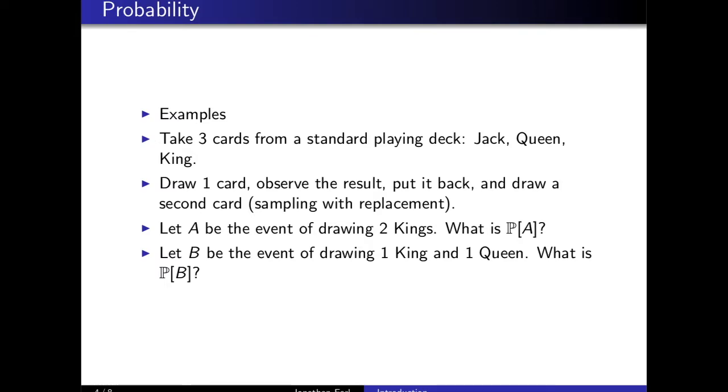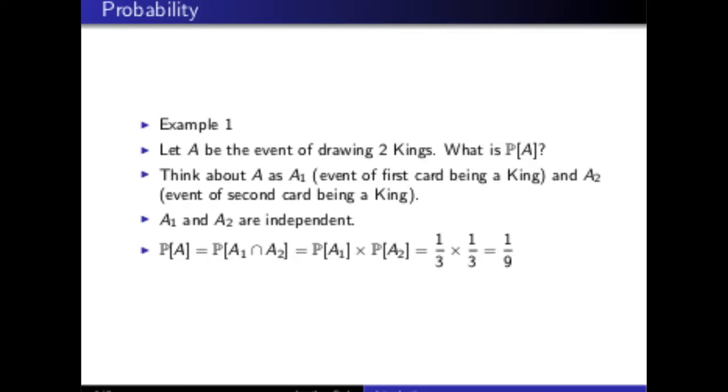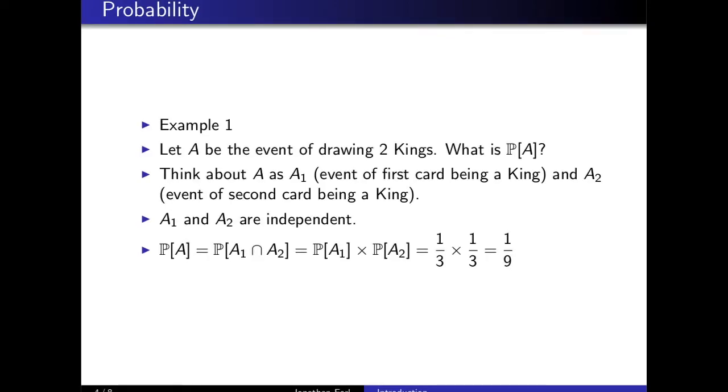So suppose that we take A to be the event of drawing 2 kings. What is the probability of A? And B is the event of drawing 1 king and 1 queen. What is the probability of B? Well, we can observe that as with coin flips, we're effectively doing 2 independent things here. So for A, we could think about A as 2 events going on. The first one, A1, is drawing a king on the first card, and the second event, A2, is drawing a king on the second card. And these are the 2 independent events.